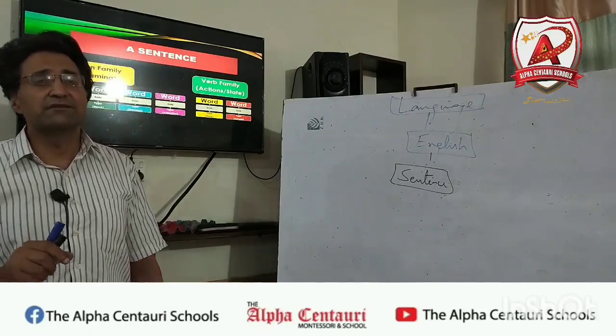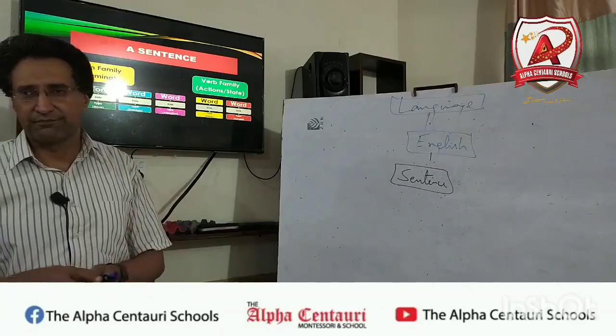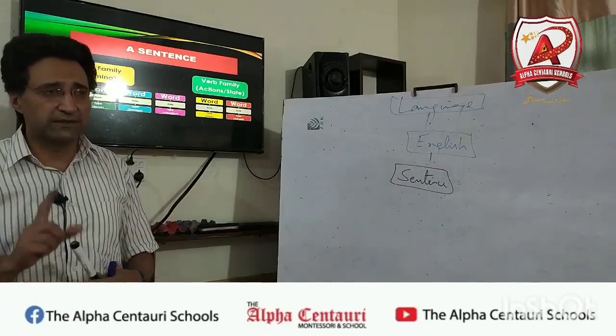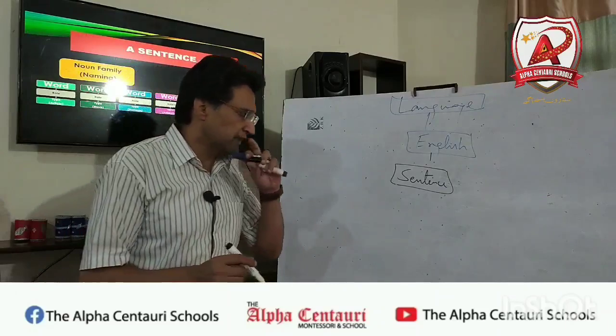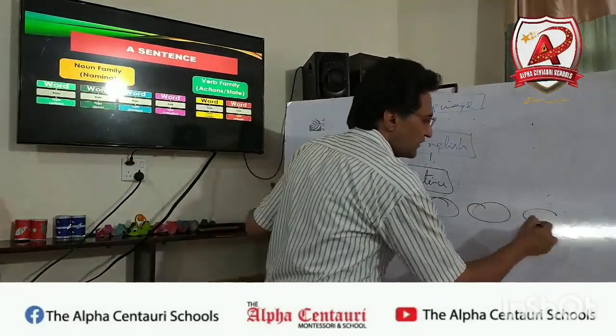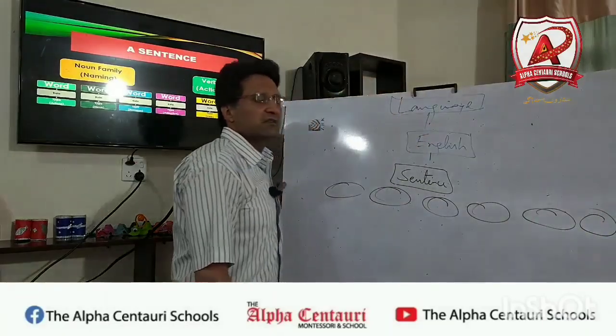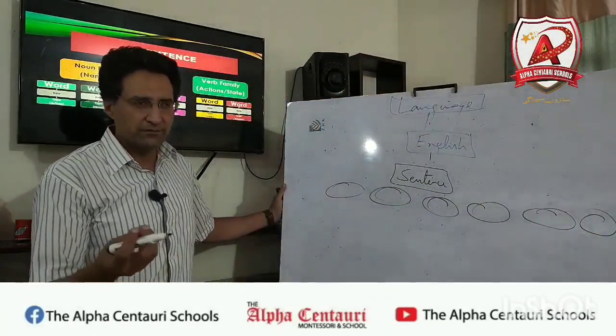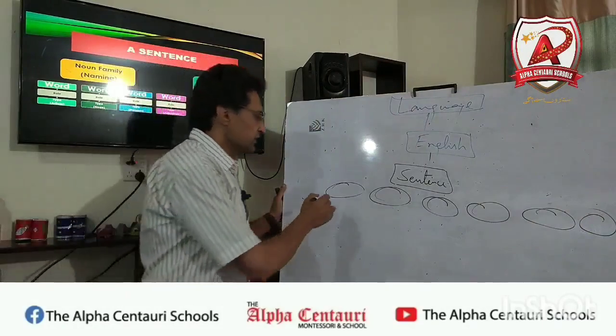But from where we got these two families, make it very clear. When we talk about a sentence, it is always a combination of different chunks, which we usually call what, Ji? Words.